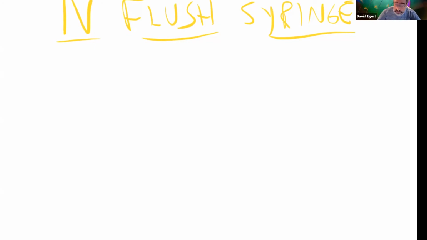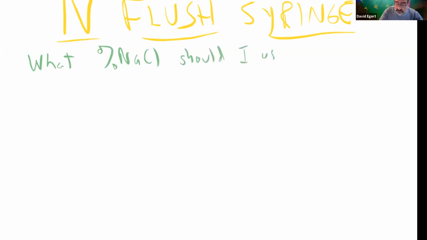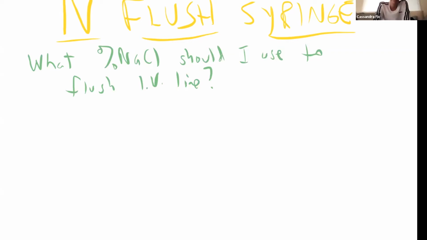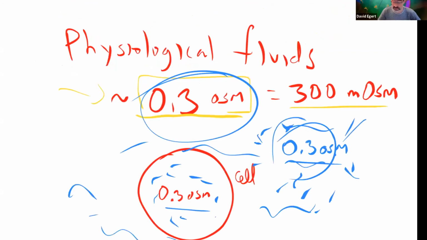So what is the starting point for this whole thing? I want to figure out what percent NaCl I should use to flush an IV line. If I want to make sure that the inside and the outside of the cell doesn't have a net movement of water in or out, what did we talk about? 0.3 osmolarity.